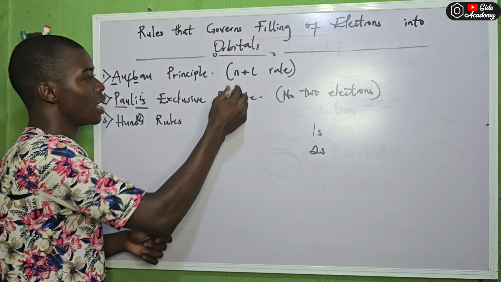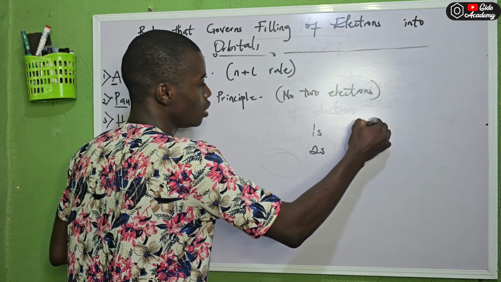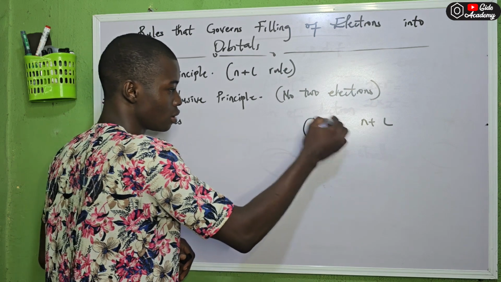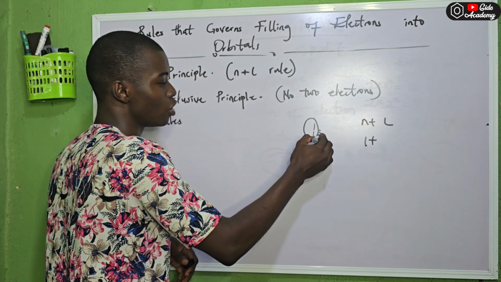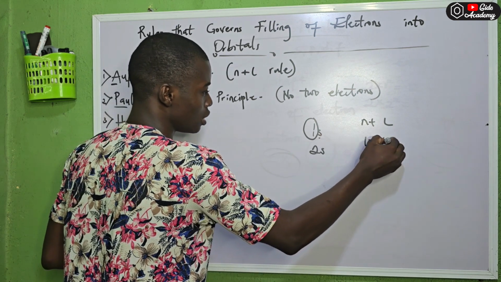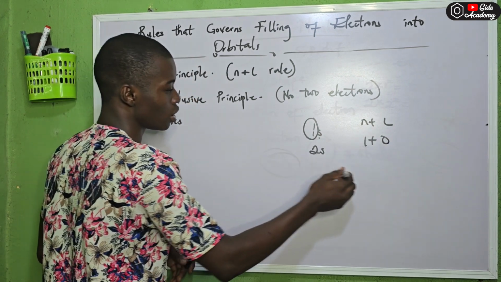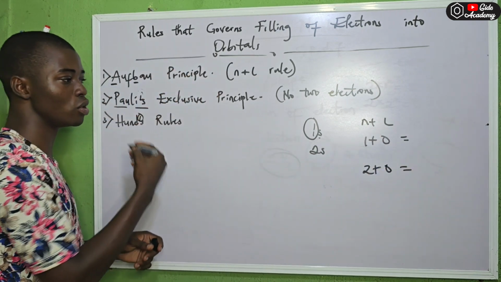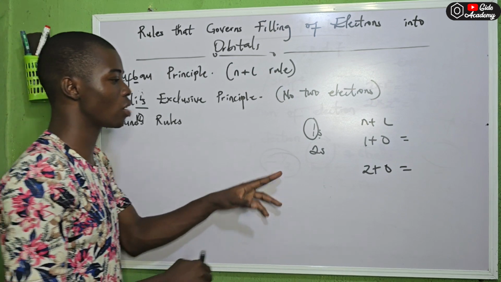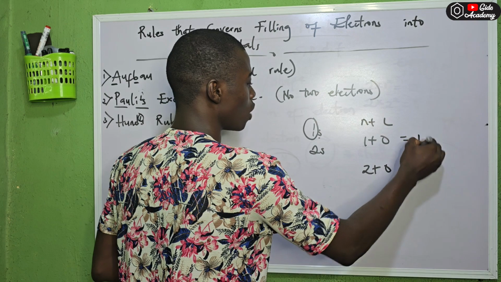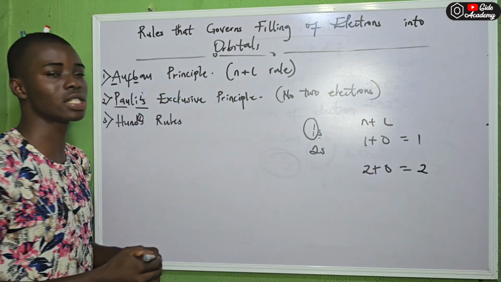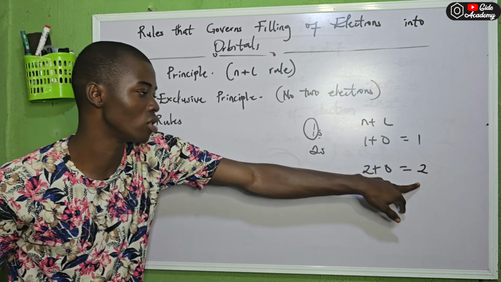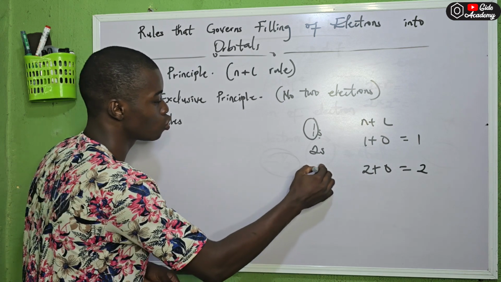In case you are confused, how do you know that 1s is lower than 2s? You are going to use this formula, the n plus l rule. What is the value of n here? It is 1. What is the value of s? S is 0. So what about this one now? Here n is 2. S is what? 0. In the previous video, I've already explained that. So what you are going to do here will be 1 here, and 2 here. So this one is more stable than this one, whereby this one has a higher energy level because here is 2.